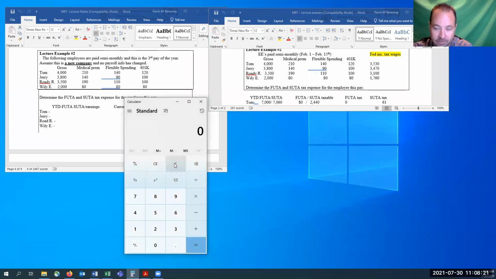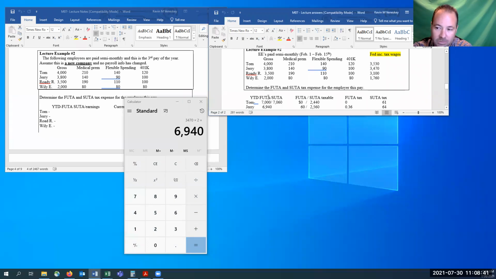All right, let's do Jerry, 3,800. I'm going to subtract out all of these, 140, minus the 90 and the 100. Okay, so year for one pay, 3,470 times 2. So year to date, Jerry has 6,940, and that's going to be the same for both FUTA and SUTA because we haven't hit the FUTA cap yet. We are very, very close to the FUTA cap. Only $60 left for the FUTA cap.